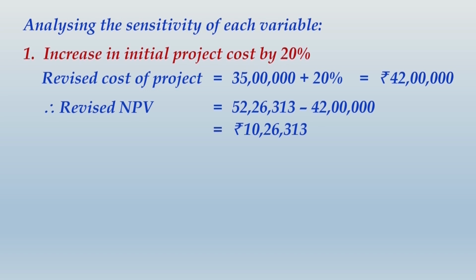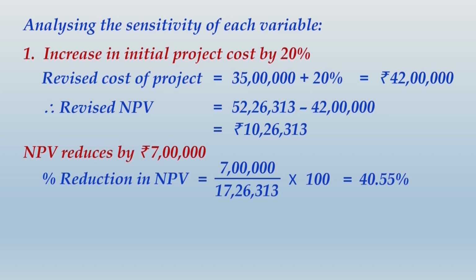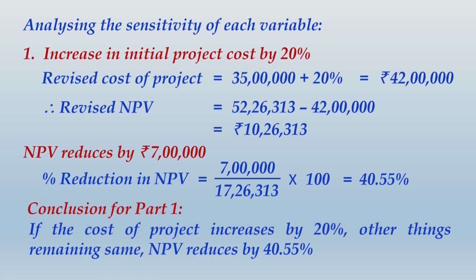So NPV declines by exactly rupees 7 lakhs, and you can find the percentage reduction in NPV, and that comes to 40.55%. Conclusion for part 1, if the cost of the project increases by 20%, other things remaining same, NPV reduces by 40.55%. Please make sure that you have written all of these components correctly and clearly, and then we proceed ahead.